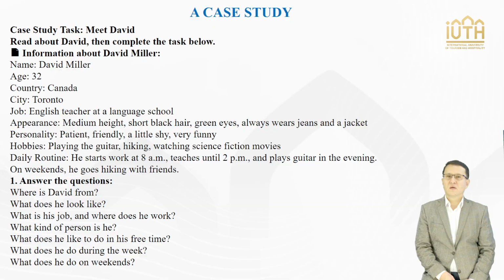Age: 32. Country: Canada. City: Toronto. Job: English teacher at a language school. Appearance: medium height, short black hair, green eyes, always wears jeans and a jacket. Personality: patient, friendly, a little shy, very funny. Hobbies: playing the guitar, hiking, watching science fiction movies. Daily routine: he starts work at 8 in the morning, teaches until 2 p.m., and plays guitar in the evening. On weekends, he goes hiking with friends.